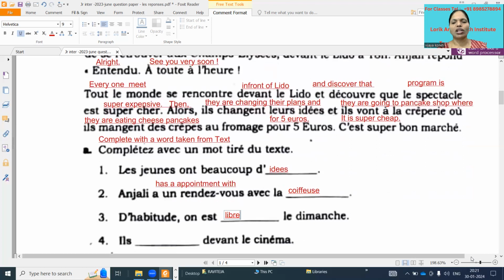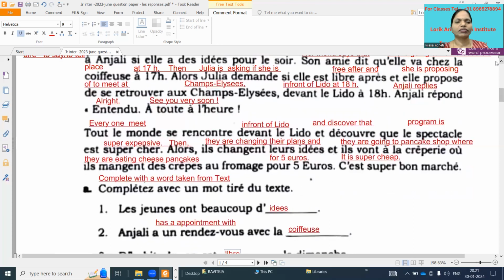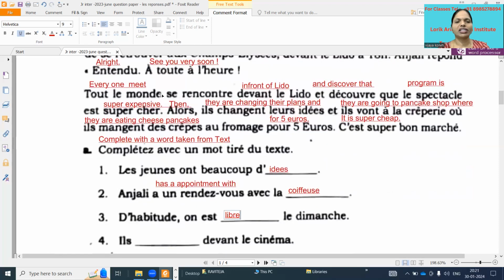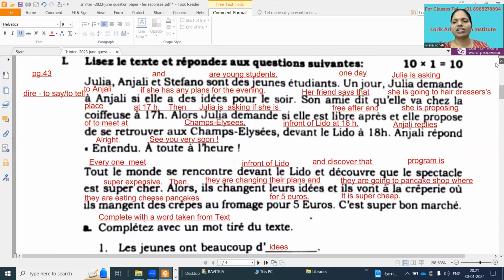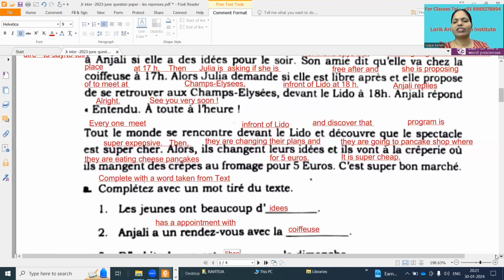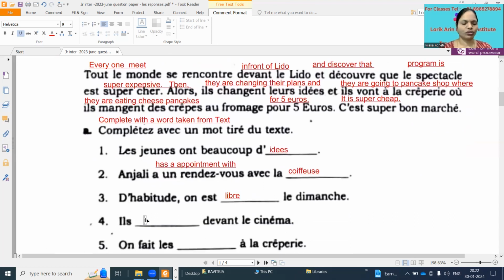Ils dash devant le cinéma. So, they are in front of the cinema. Ils se retrouvent, ils se rencontrent. They are meeting, not eating. It is the ILS form of verb conjugation; mangent is the ENT form. And the next one is what it is? They are, S-O-N-T. Ils sont devant le cinéma. They are in front of the cinema hall.